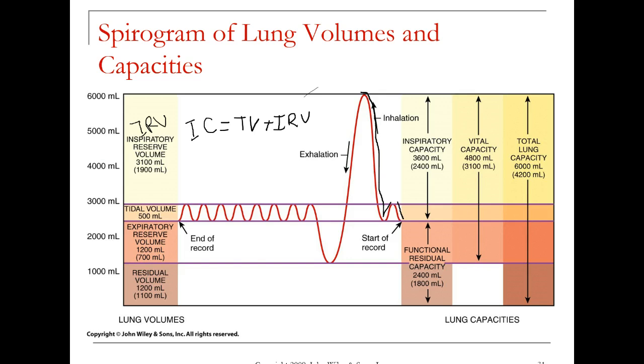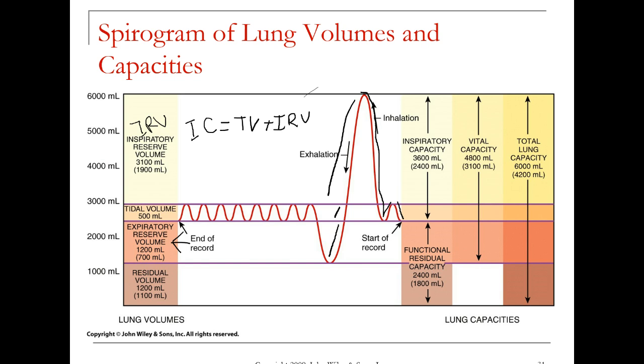Then once you've inhaled as much as you possibly can, the first thing that you will exhale will be that inspiratory reserve volume. So you'll exhale the inspiratory reserve volume, then you'll continue to exhale that tidal volume, and then you could continue to exhale until you have exhaled as much as you possibly can. That amount is known as the expiratory reserve volume.